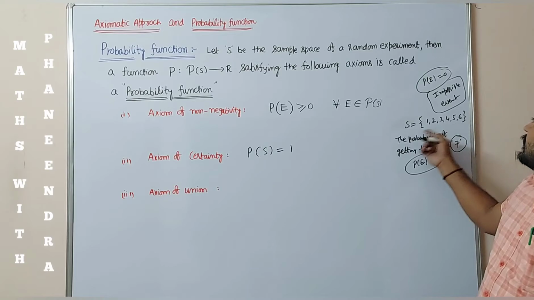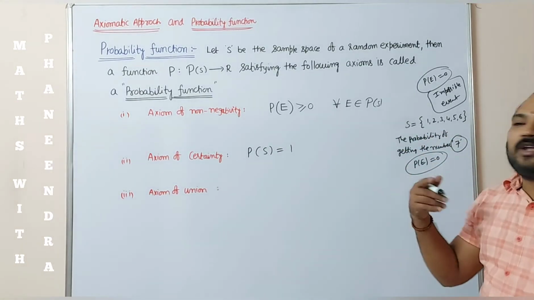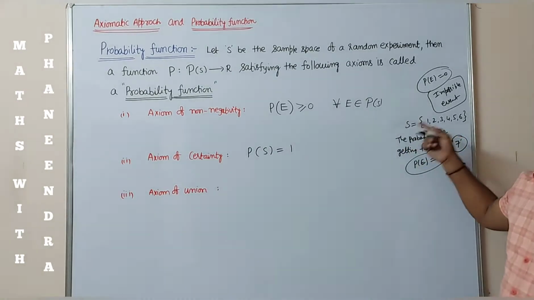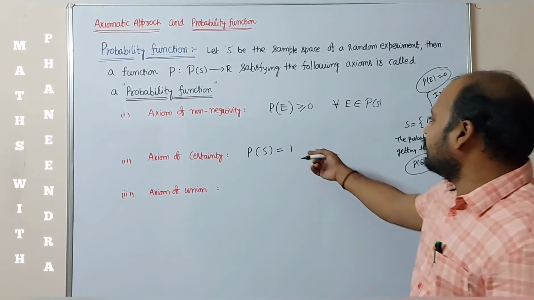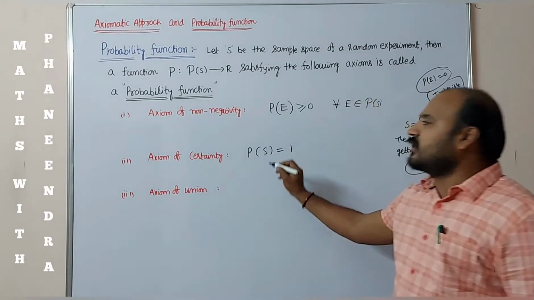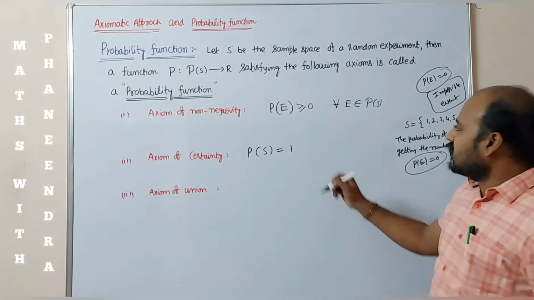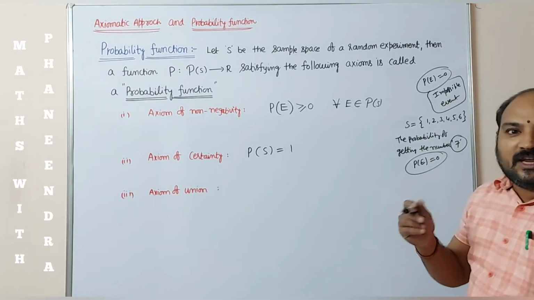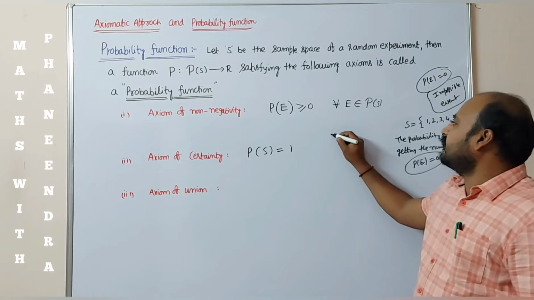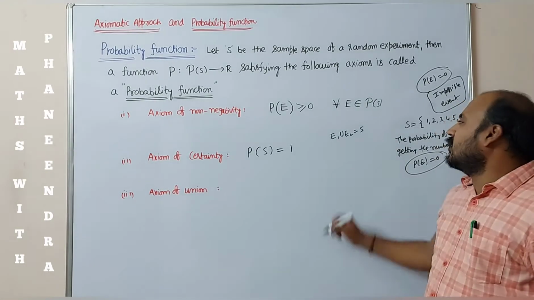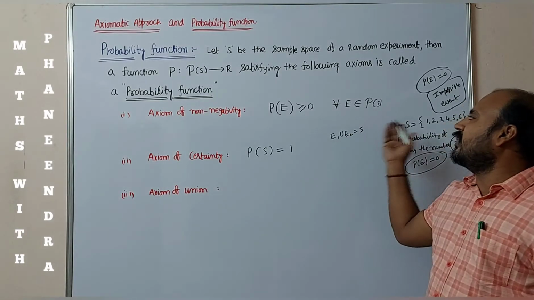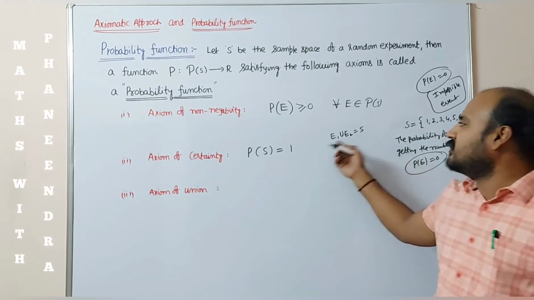Here S contains 6 numbers. The probability of getting all 6 numbers is favorable cases by total number of cases, 6 by 6, which is 1. This is called the axiom of certainty. Suppose in the sample space S, E1 and E2 are two events such that E1 union E2 is equal to S. Taking probability on both sides, P of E1 union E2 is equal to P of S. That value is equal to 1.